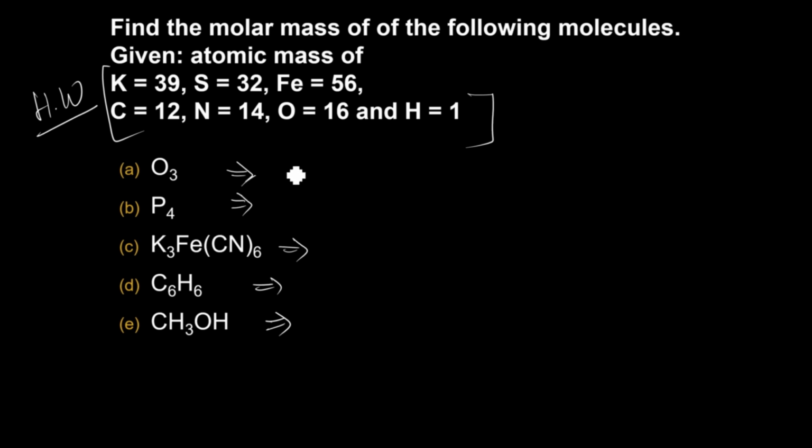Ozone, O3. So 3 into oxygen, atomic mass is 16. 3 into 16, which will be 48. So 48 is the molar mass of ozone. Similarly, you can do it for the remaining.